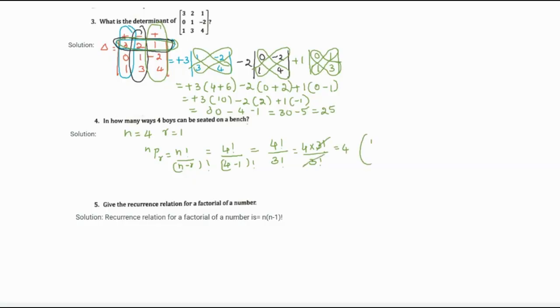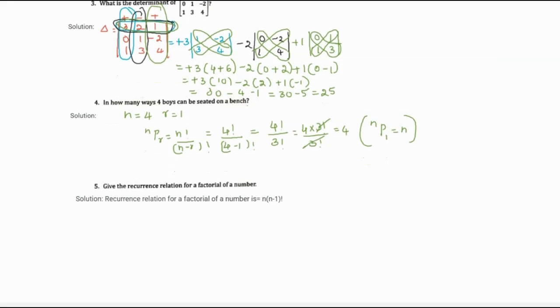Or we can have another formula, nP1 equals n. We can use the formula directly. Then moving with the next question, give the recurrence relation for the factorial number. So here the recurrence relation of a factorial number will be n into n minus 1. We'll just see how we get it.